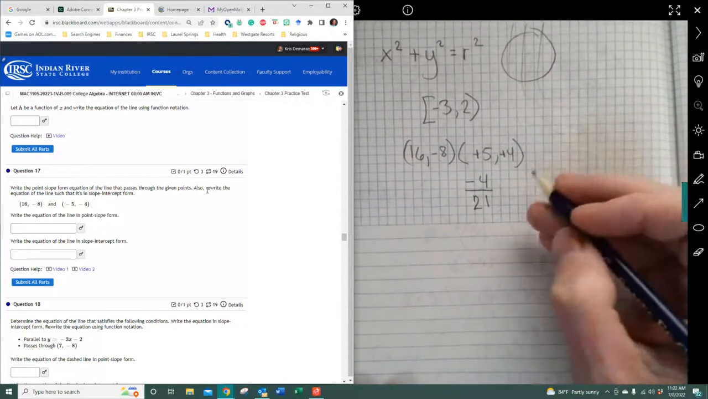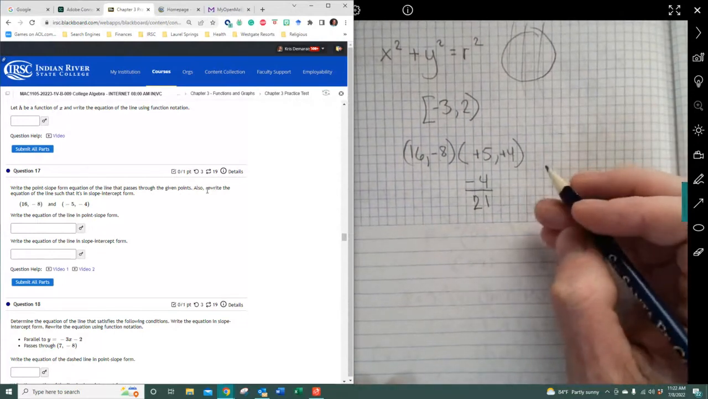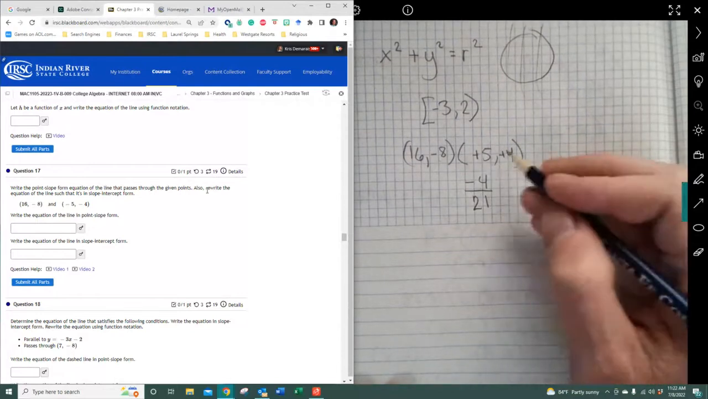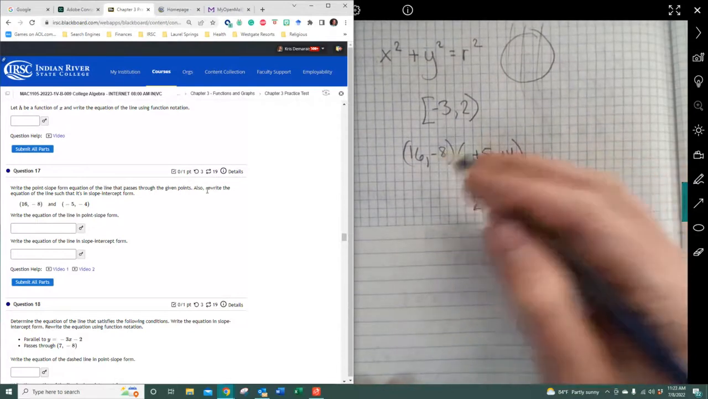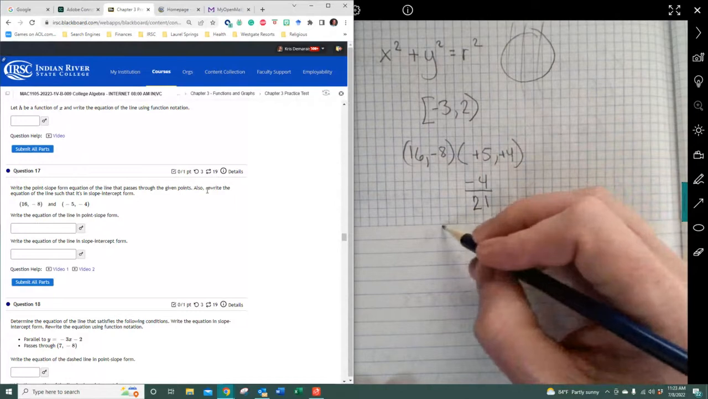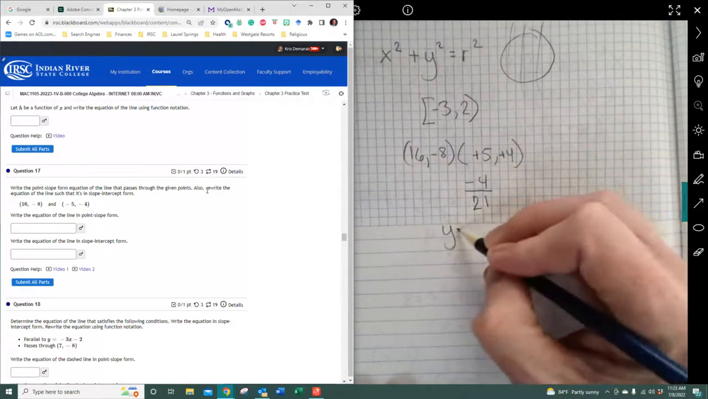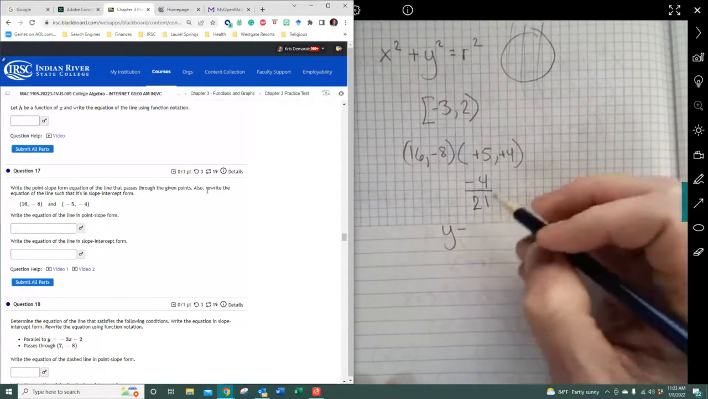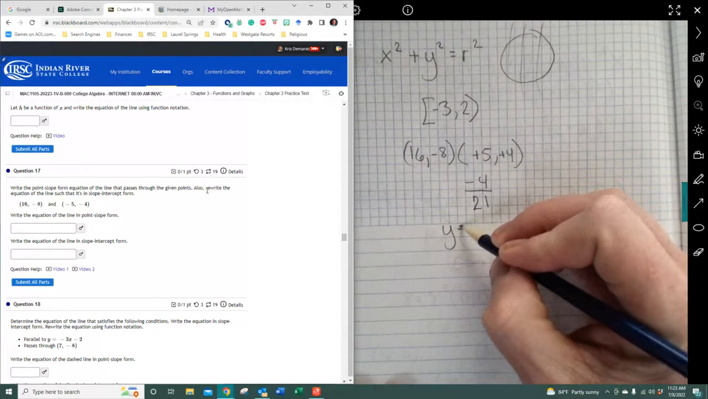Now, the thing is, they want it in point slope form, so you're going to have to choose which point you want to use. I'm going to choose the first one because I don't care. So I'm going to go ahead and put y minus. All right, so minus, and then I'm going to put the opposite of that value.